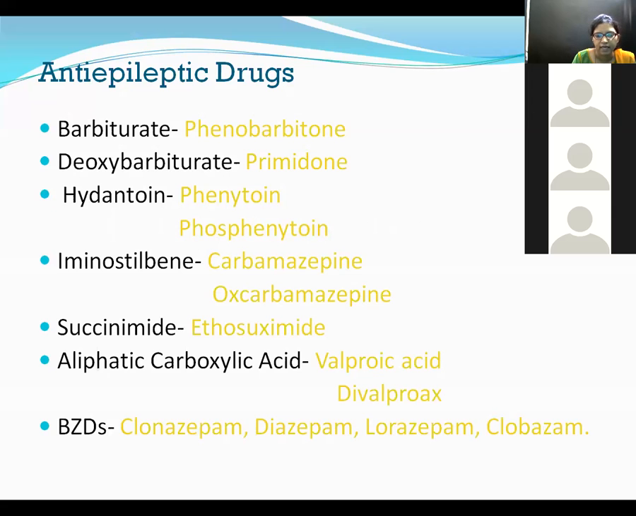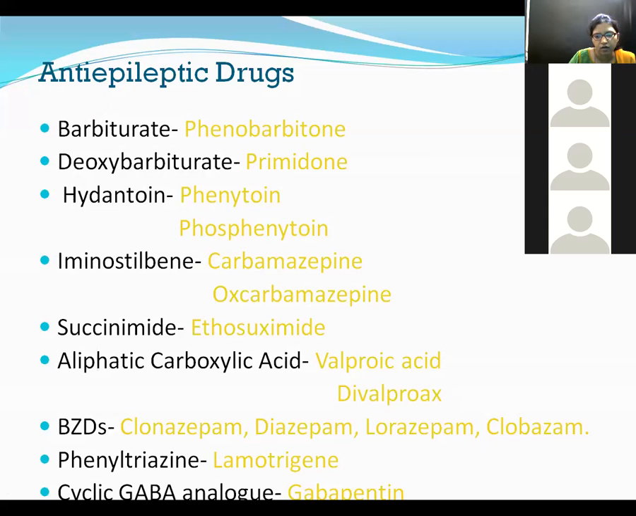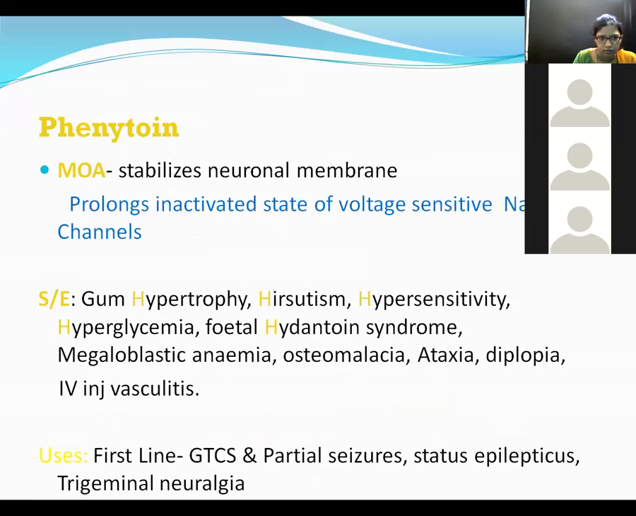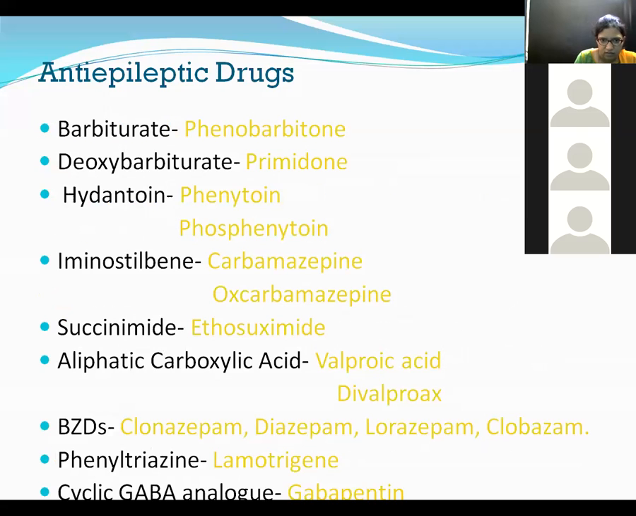Benzodiazepines: clonazepam, diazepam, lorazepam, clobazam. So benzodiazepines are already taught to you. Barbiturate is also already taught to you; that is a sedative hypnotic drug. Phenyltriazine, in that comes lamotrigine. Then there is a cyclic analog, a GABA analog. GABA is gamma aminobutyric acid, which is an inhibitory transmitter in the CNS. So its analog is gabapentin. So this is the list of drugs used in epilepsy, for prophylactic use.